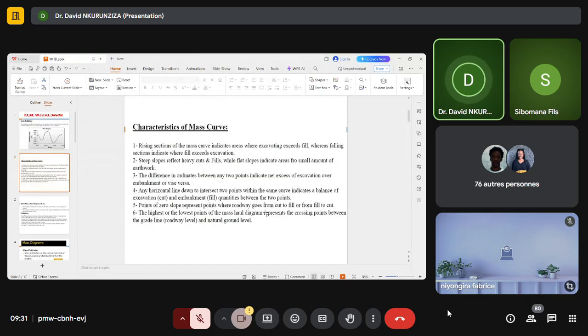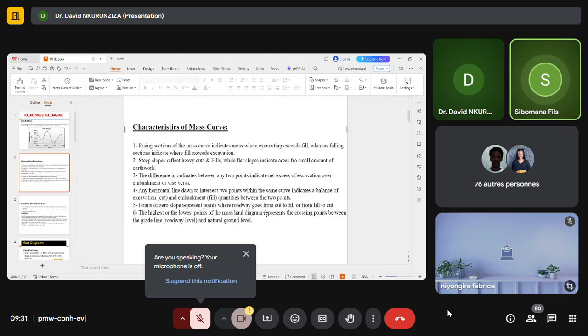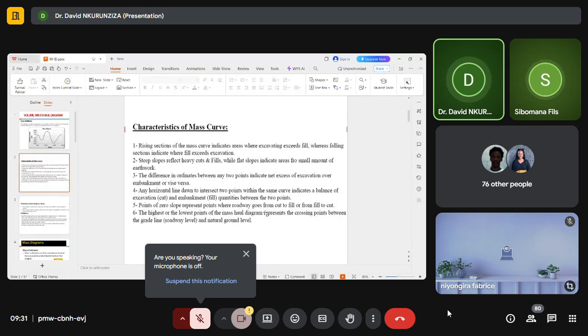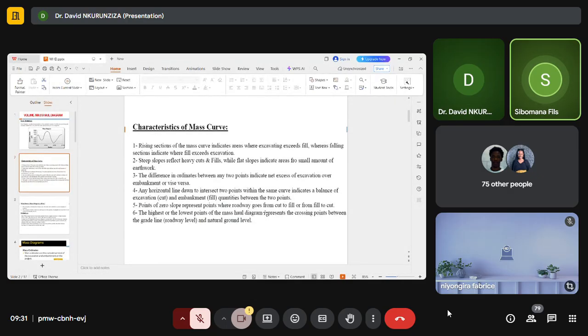Then another thing I can inform you about are the key components, or the key characteristics, of the mass curve. We have to say, for example, the terminology of excavation and the terminology of embankment.